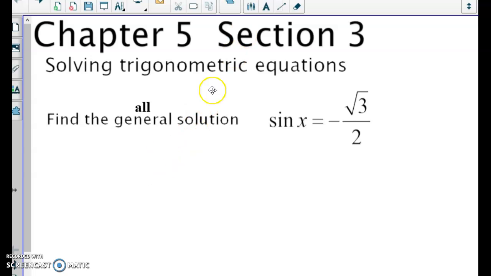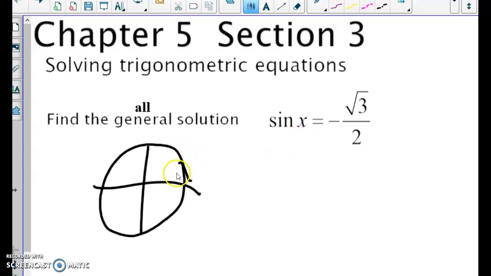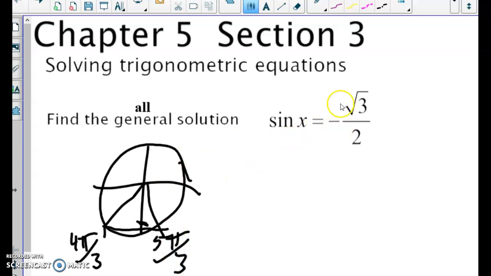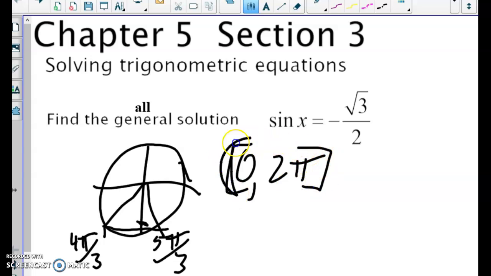Well, if we go back to our unit circle, we know that the sine is the y value, and our y value is going to be equal to that at that place and that place, at those two angles. And we know those two angles are 4 pi over 3 and 5 pi over 3. And so if we said from 0 to 2 pi, that would be our solution. But we don't want to have a bracket on both of them. We want parenthesis on one of them.